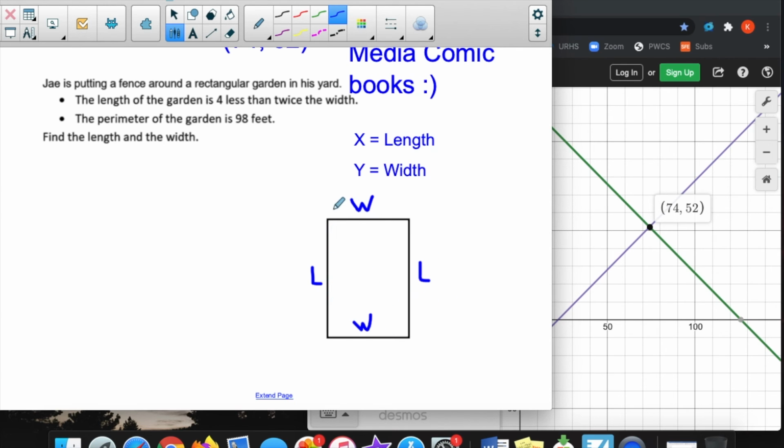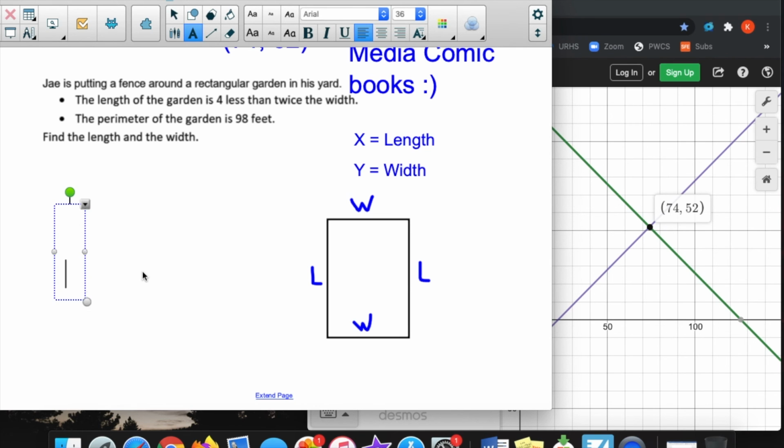So if that's the whole kind of dimensions of my garden here, and if I wanted to find, right, that's what I don't know. I don't know what the length is and what the width is, okay? But if I wanted to add them up to get the perimeter, what I would do is this length plus this width plus this length plus this width, right, would give me that total, right?